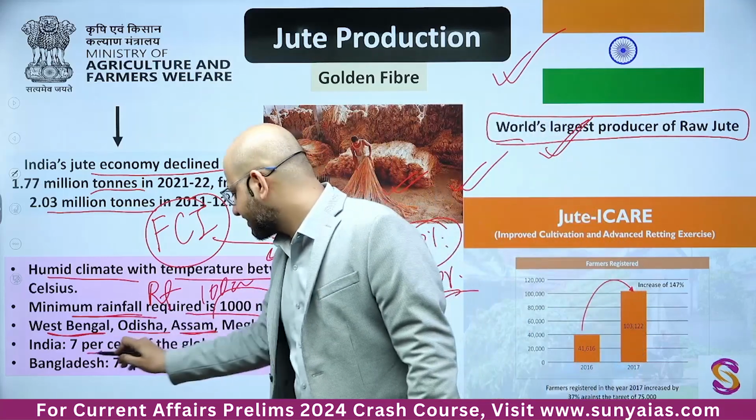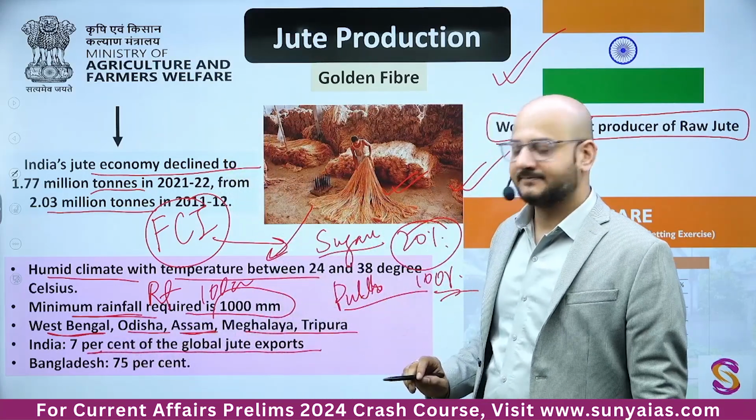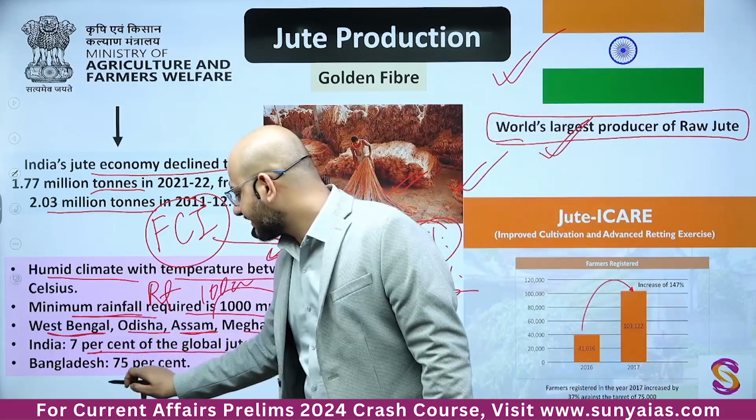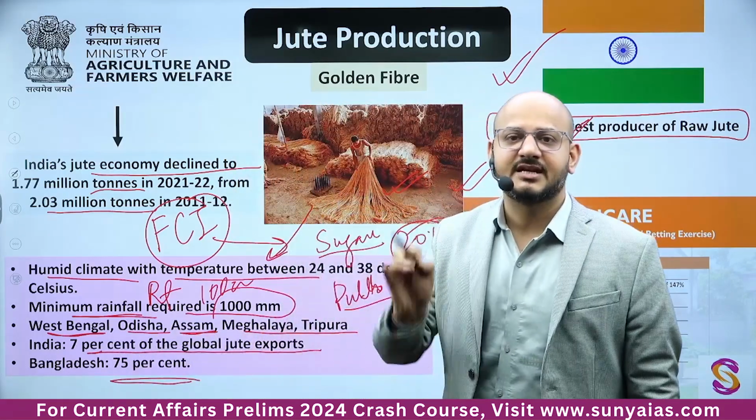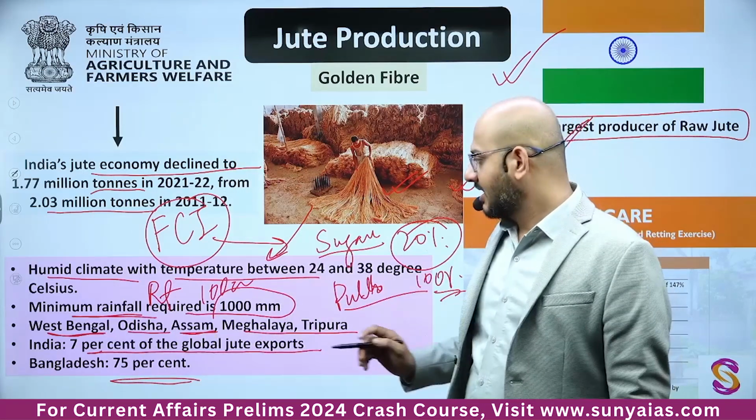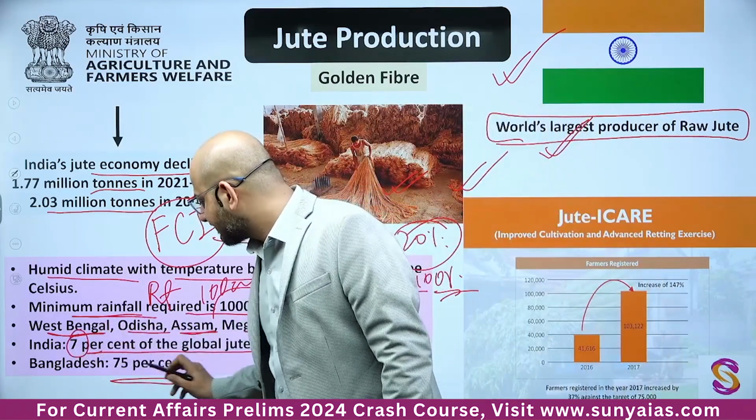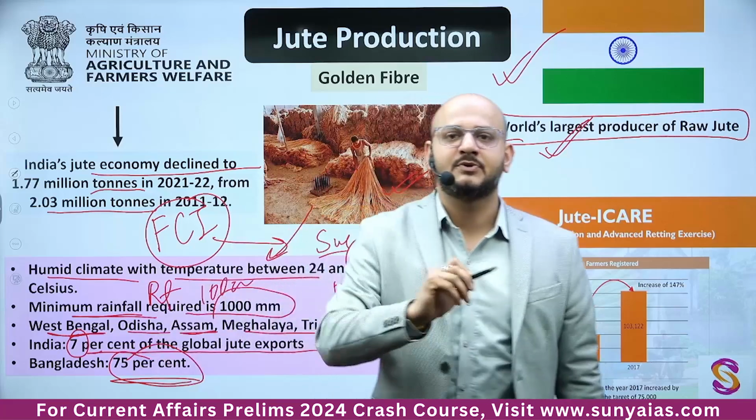India has 7% of the global jute exports, and Bangladesh 75%. You will find a drastic and stark difference. India only 7%, whereas Bangladesh 75%. Who is the largest producer of jute in the world?